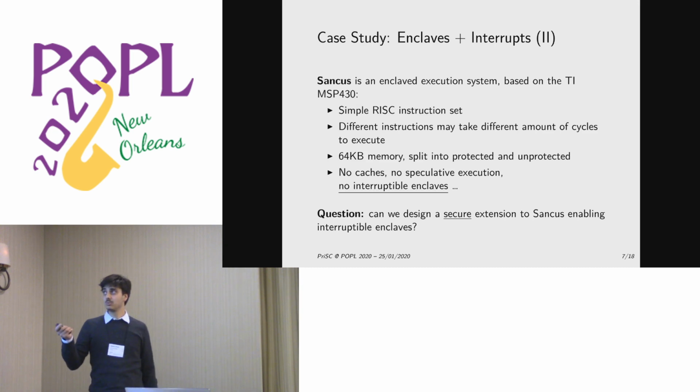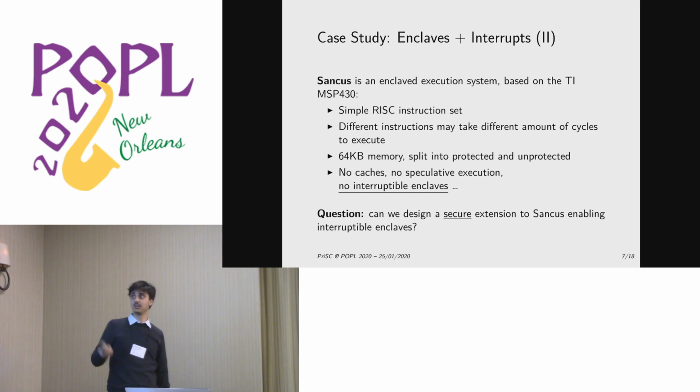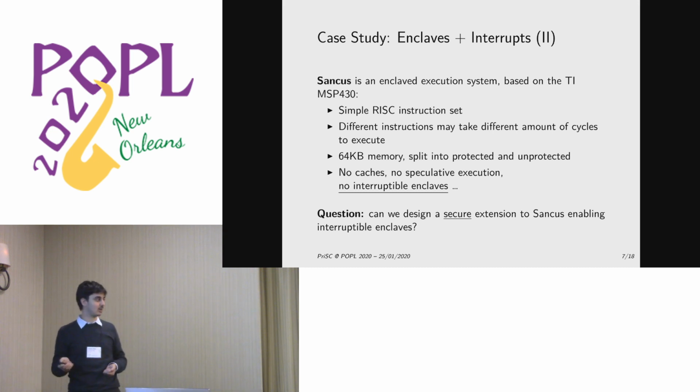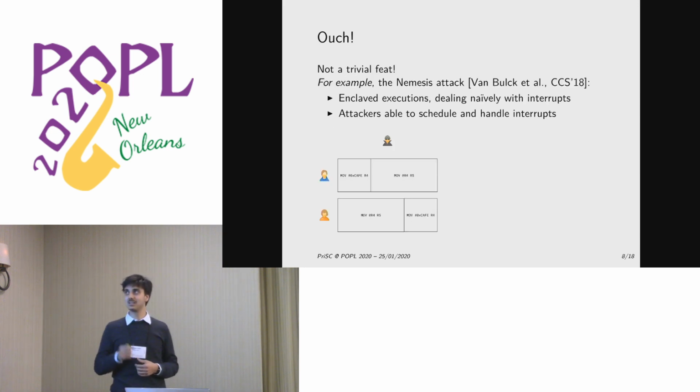In particular, we took Sancus, which is an enclaved execution system based on a Texas Instruments embedded microprocessor, which has a simple RISC instruction set. It's a 16-bit processor with a very limited amount of memory, 64 kilobytes, split into protected and unprotected parts. Different instructions may take different time depending on whether their data comes from the memory or from the registers. Another thing is that we consider no caches, no speculative execution, and no interruptible enclaves for starters. And the question is, can we design, in a principled way, a secure extension to Sancus enabling interruptible enclaves? It might seem like a trivial thing.